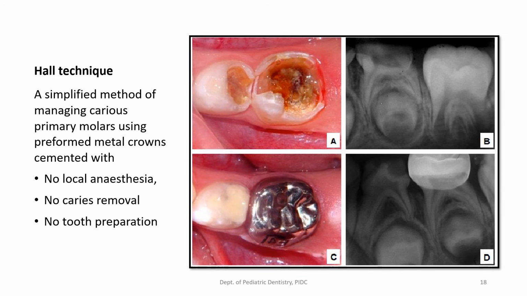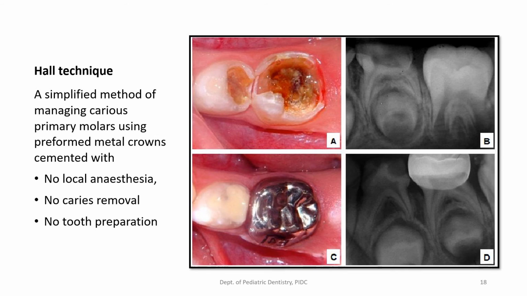Okay. With this, I want to bring you up to a technique which is called Hall's technique. This technique was used in Scotland first, and how it happened was that the primary dental healthcare dentist there was overwhelmed with children with a lot of carious teeth, and it was not possible to put all those children under general anesthesia for treatment.